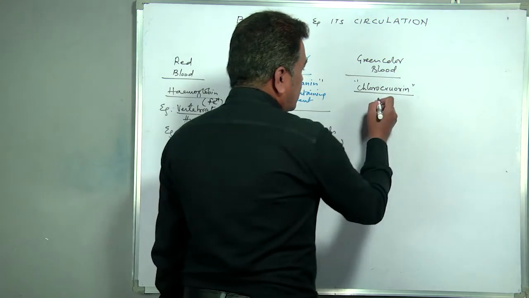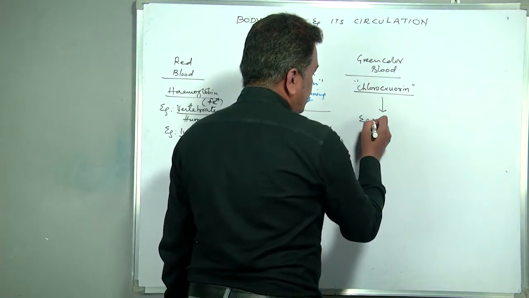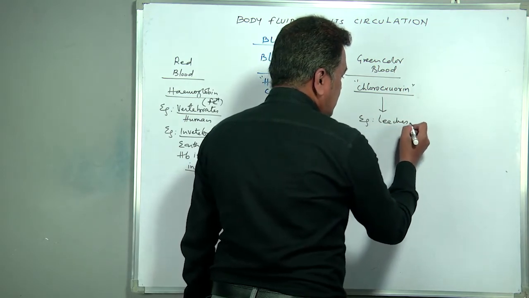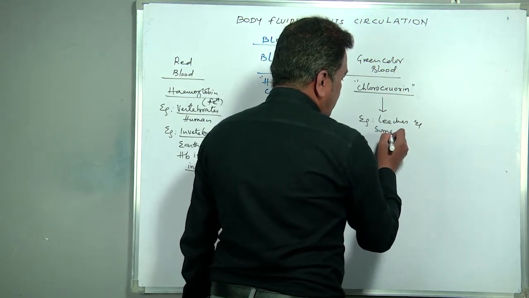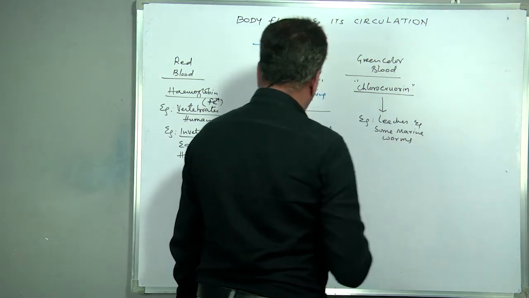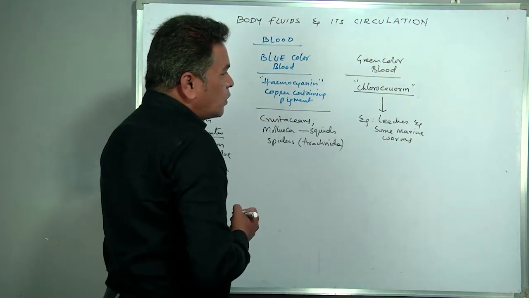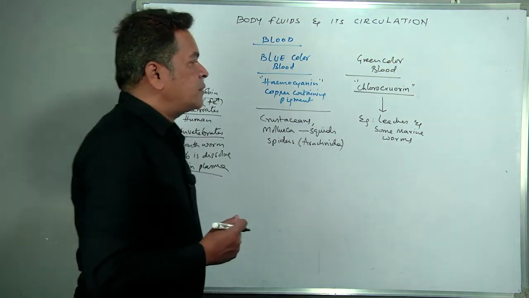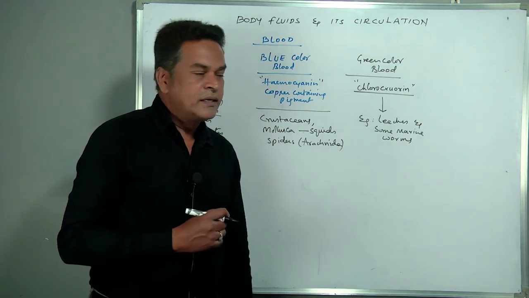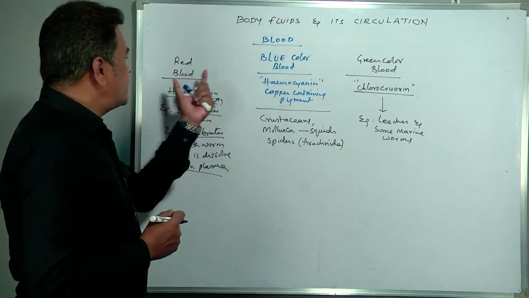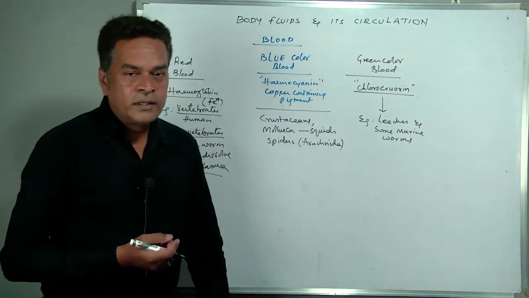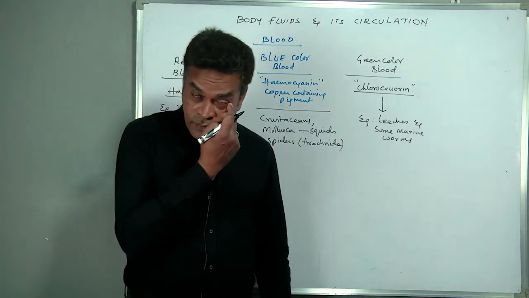This example you take here in leeches and some marine worms. In some marine worms, chlorocruorin is the pigment. Because of this pigment, the color of the blood is green. So now you see blood, you find red color, blue color, green color. Is there any more color that you come across?